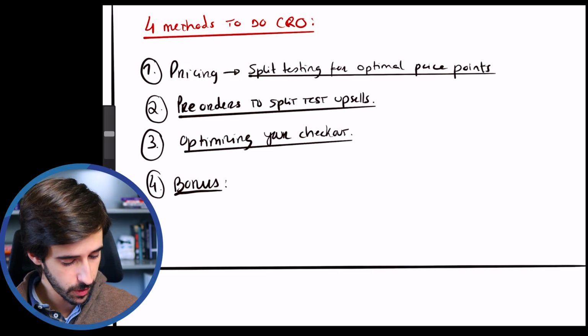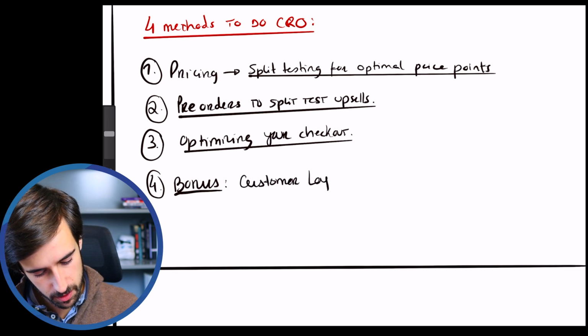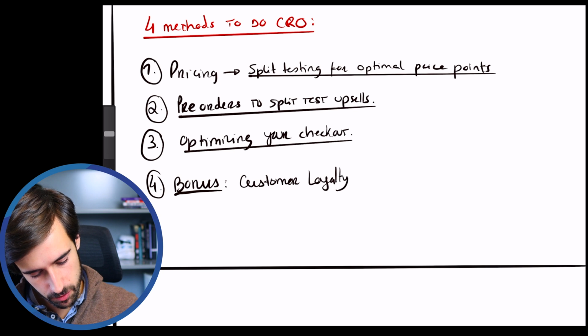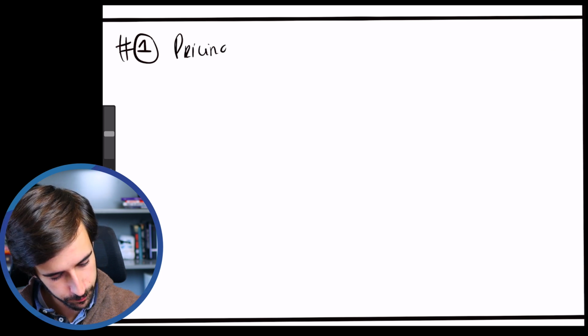So number 4 here, the bonus, is going to be about customer loyalty, which means getting the customers that you already have to buy more. So let's get right into it and let's start with method number 1, pricing.